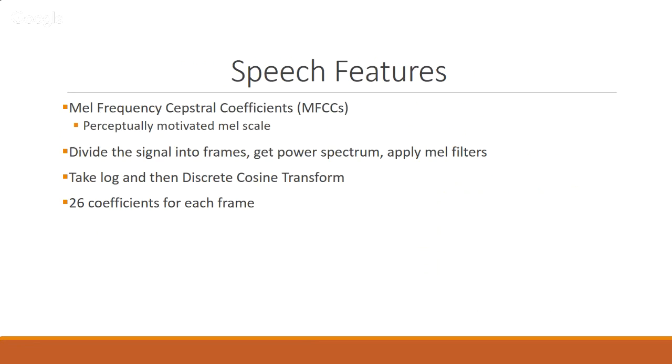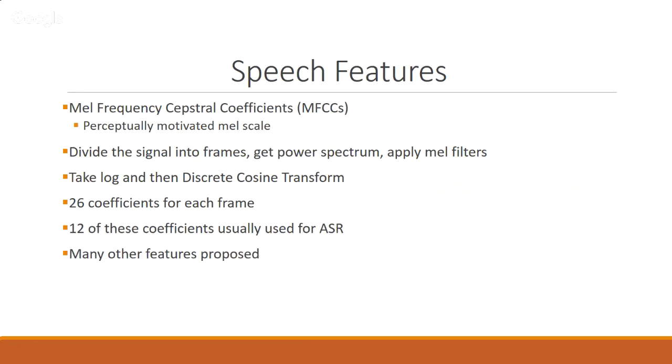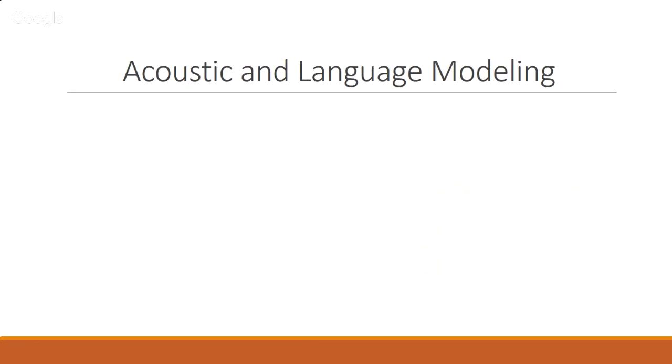At the end of it, for each frame, which is a 100 to 200 millisecond frame, you get 26 coefficients. These 26 coefficients are your features, and usually 12 of these are used for ASR. This varies a little bit, but you can think of some of these coefficients being useful for doing speech recognition. So these are the features you actually extract from the signal, and as I said, many other features were also proposed. This is just basic background about what features were used.